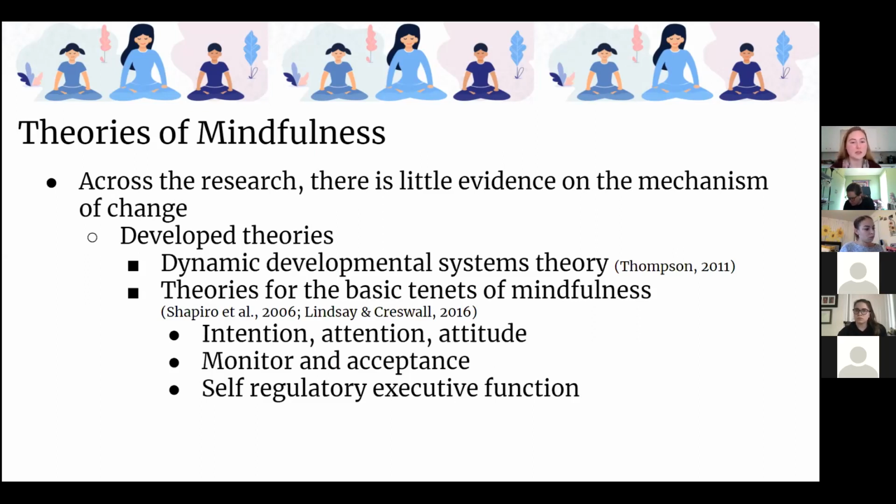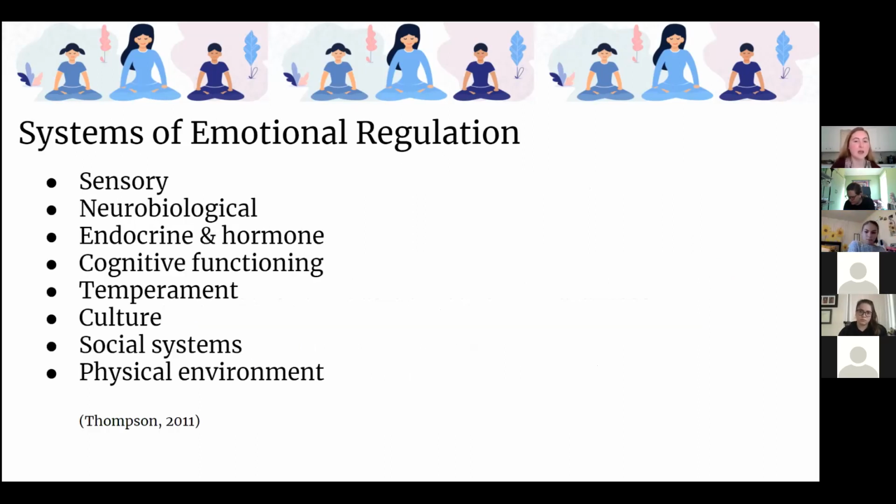There's also specific theories that we can look at when we talk about mindfulness. I would say the main one in the literature that you're going to find most commonly is that first one, where the mindfulness is focused on intention, attention, and attitude. Here's a slide just talking about some of the body systems and other systems that are involved when we look at emotional regulation and what we're impacting in order to change or modify a child's emotional regulation.